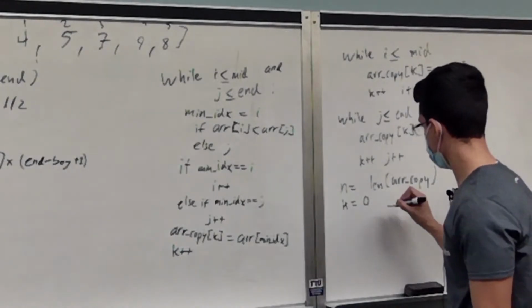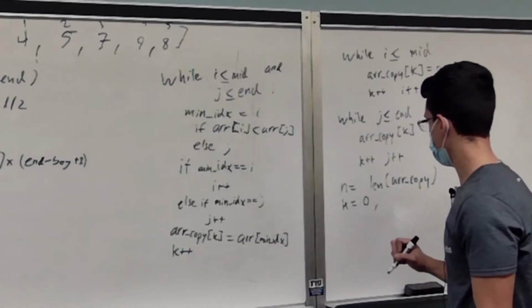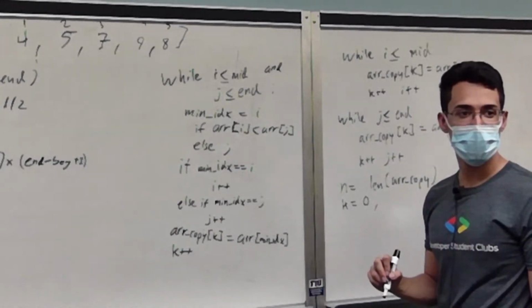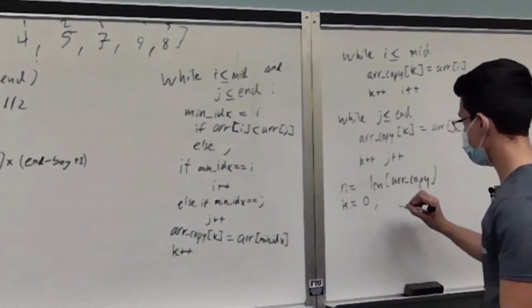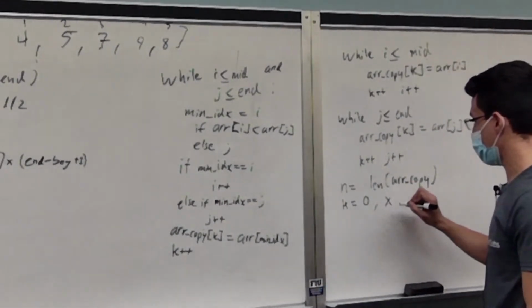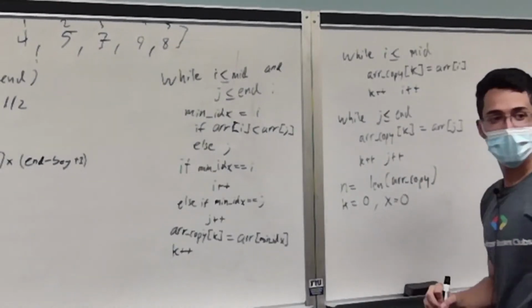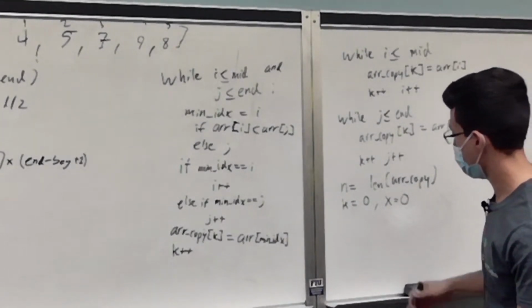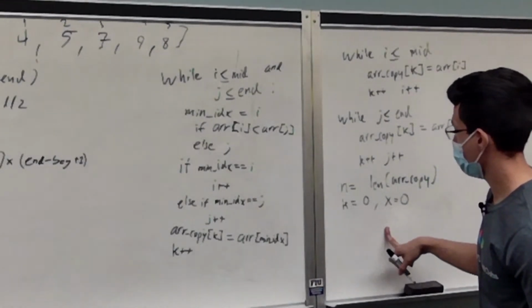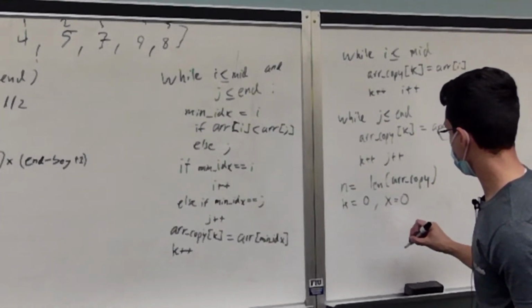Actually k is 0, and give me a letter. P? R? No. Z. X. I like X. Yes, X. The letters he chose are completely random. I just chose them completely. I don't care.